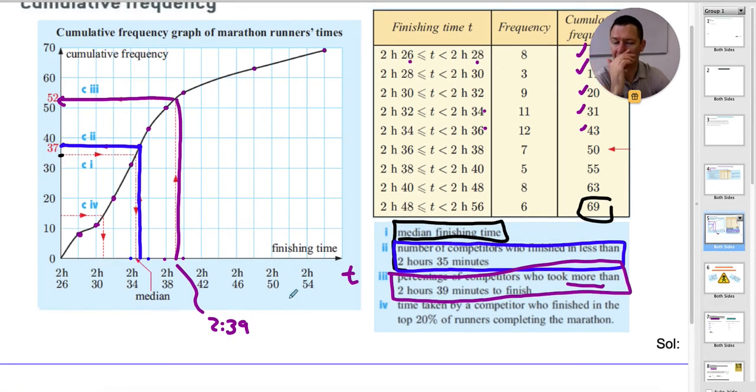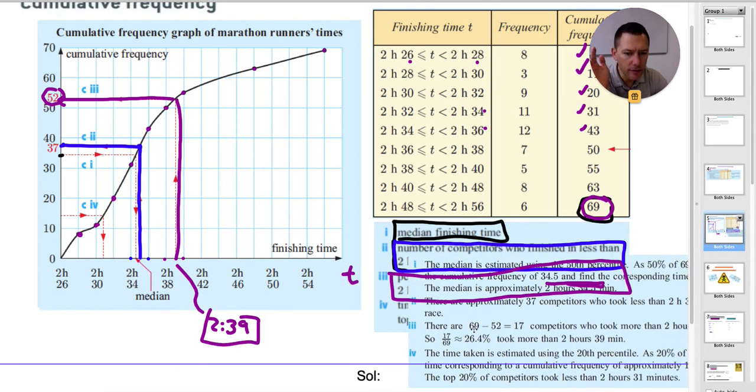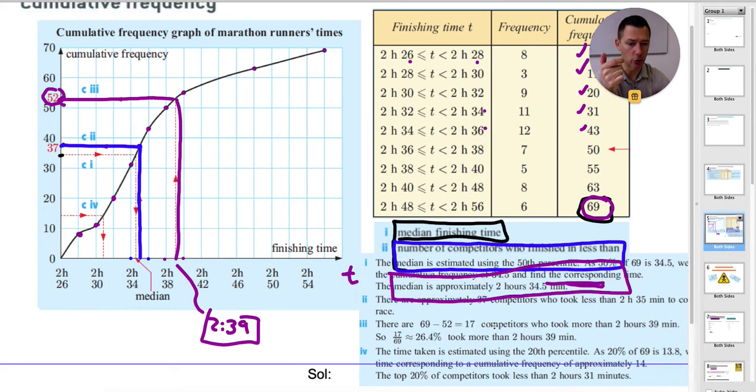right? So if you were there counting, the first people come in a little bit of time, click, click, click, click, click. By the time you get to 2 hours and 39, you've clicked 52 people through. You've been like, yep, in. And therefore, there are this many people left over to come through. So how many competitors took more than that? Well, the 69 minus the 52. So 17. And that's the raw number of people who took more time.